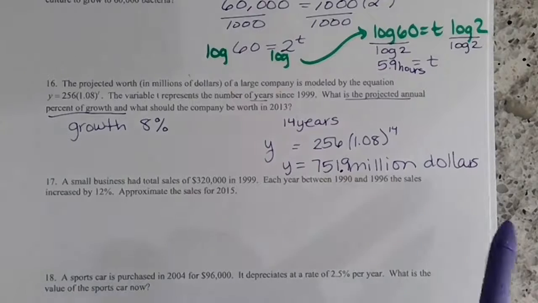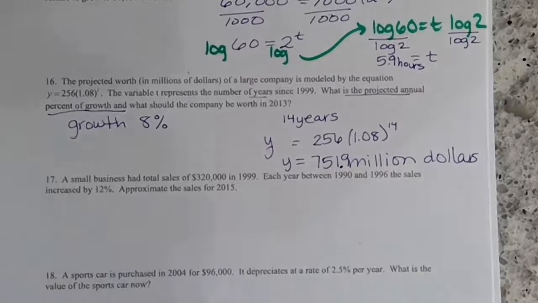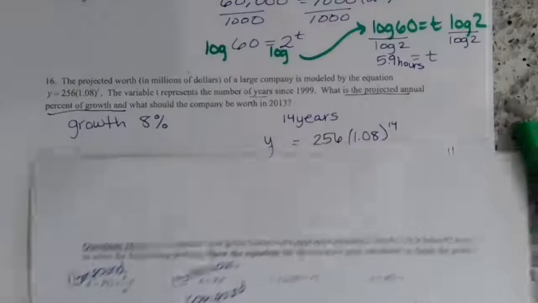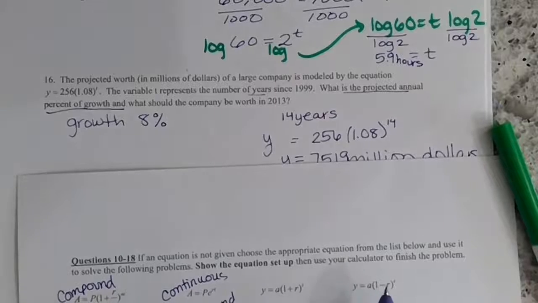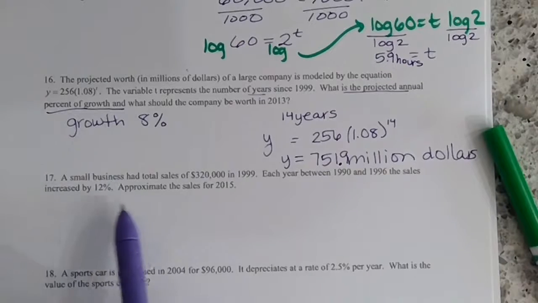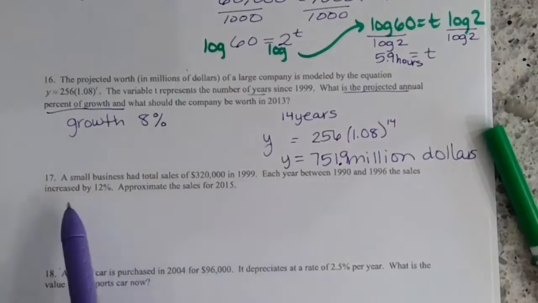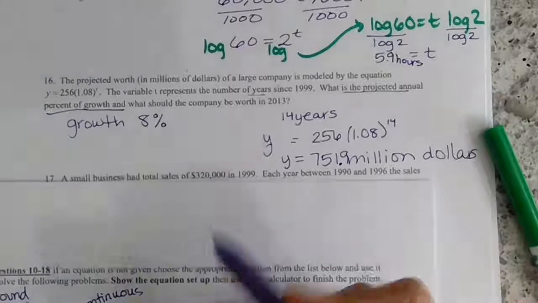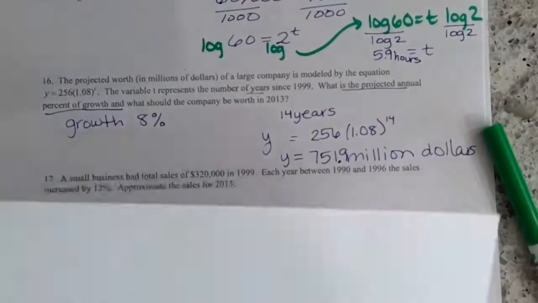Next problem. A small business has a total of 320 in 1999. Each year between, approximate the sales. Okay, so this did not give you an equation, so I have to go back and look at which equation it is. It does not say anything about compound. It is not decreasing, so it is increasing. So it's going to be this one. Okay, this is growth and this is your decay. I'm going to write it down, set it up.